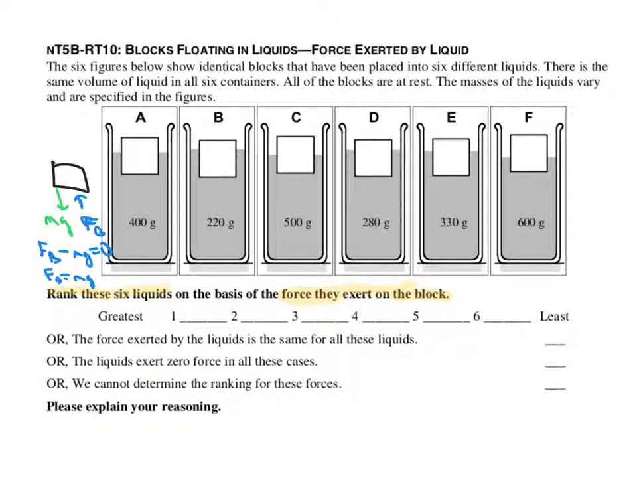But, and this is the key bit, the blocks are identical, so the weights for all of them are the same. So the force that's lifting up is always equal to the same value, which means we end up with the idea that they're the same. A is the same as B, is the same as C, is the same as D, as E, as F. It's the same for all of them. We could have said that instead.